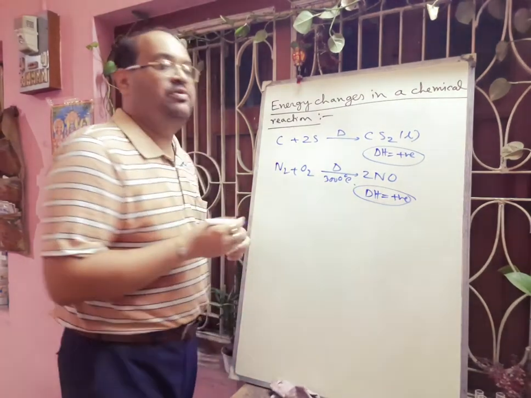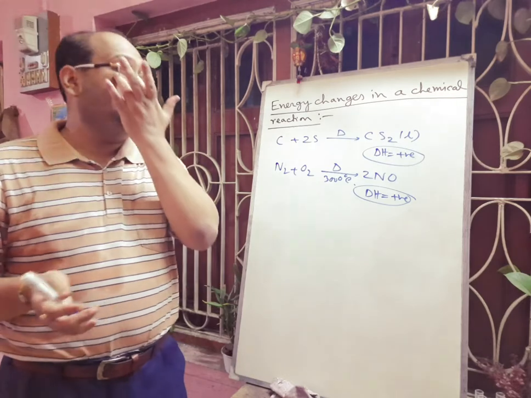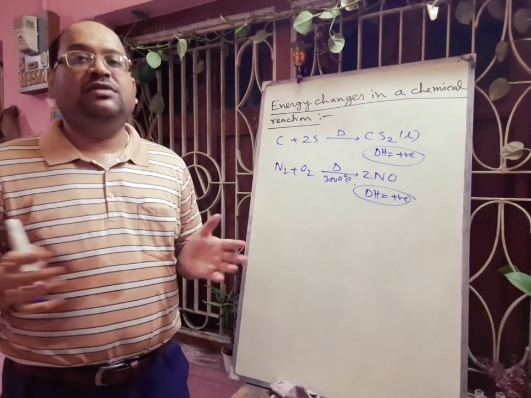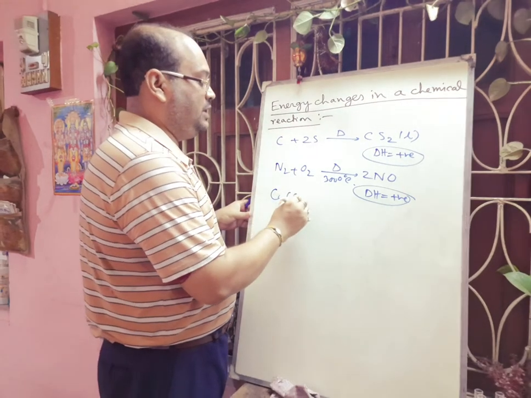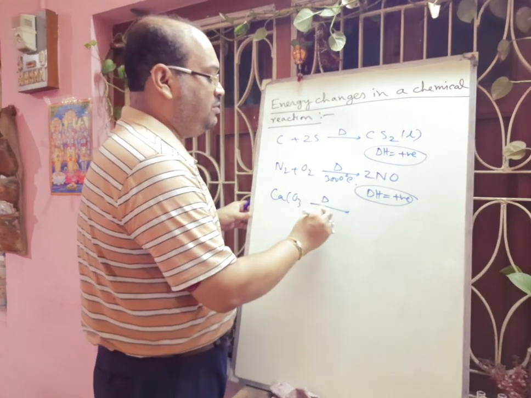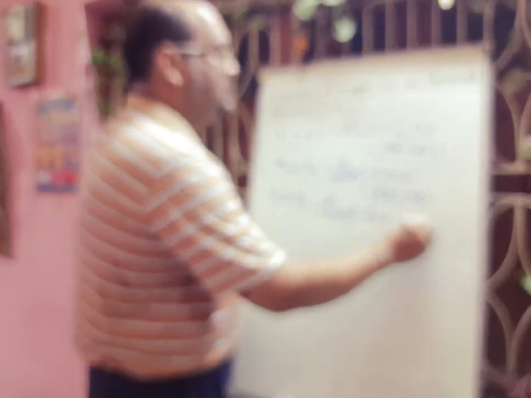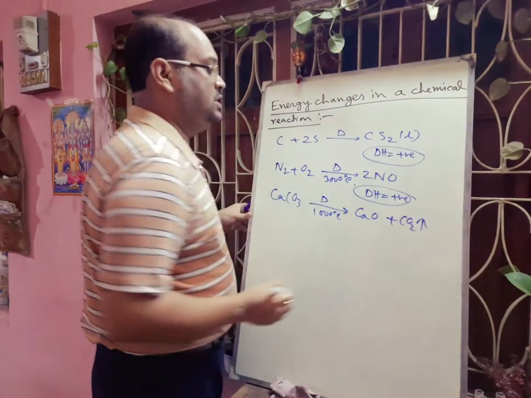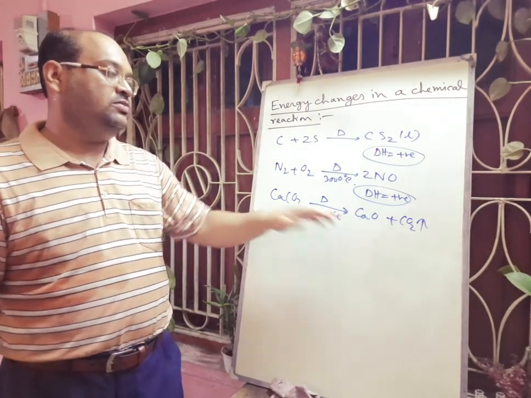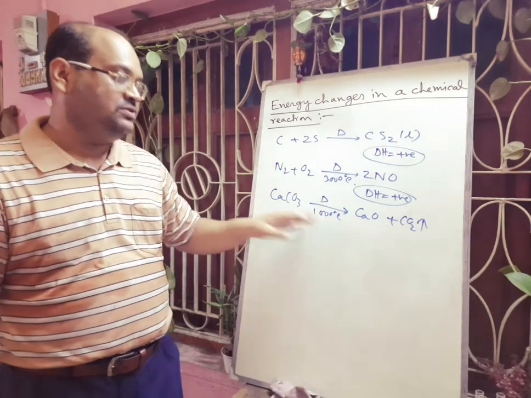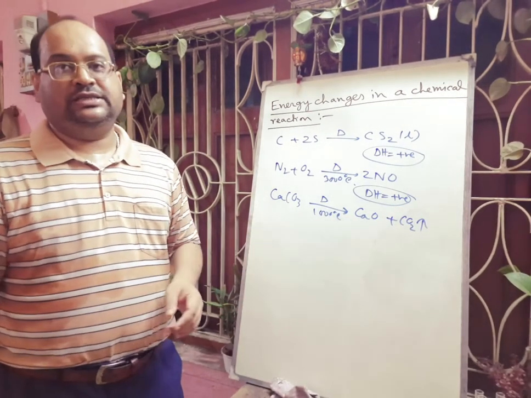So this is an example of an endothermic reaction. You can think about any type of thermal decomposition reaction. Suppose you apply heat to calcium carbonate at near about 1000 degrees centigrade, then it will form calcium oxide plus carbon dioxide gas. In this case, calcium carbonate is decomposing to calcium oxide and carbon dioxide, and it is absorbing heat. So definitely this is also an example of an endothermic reaction.